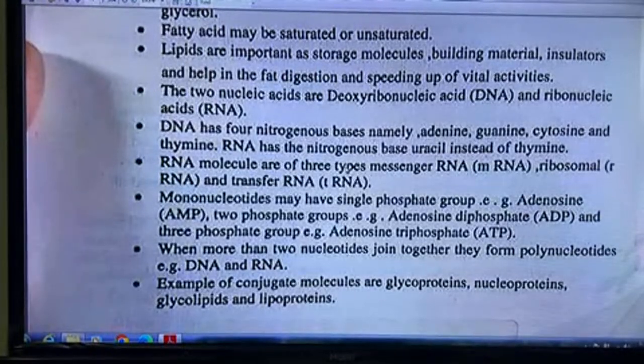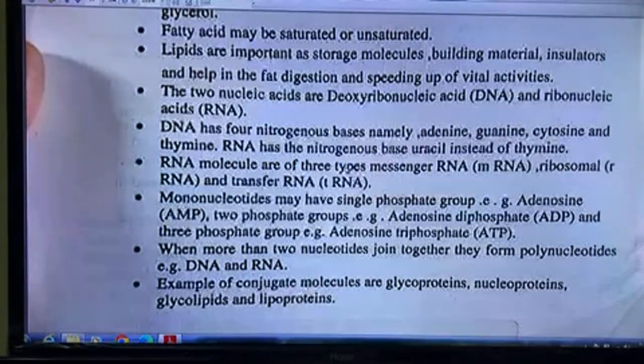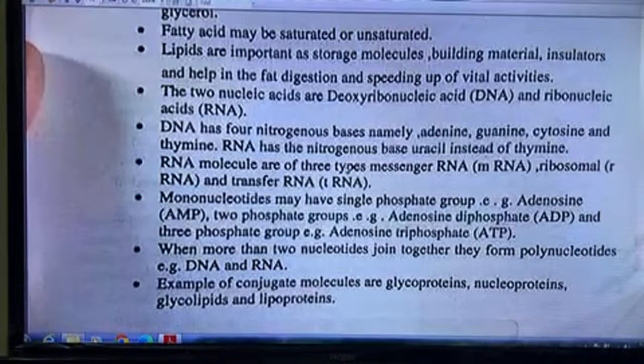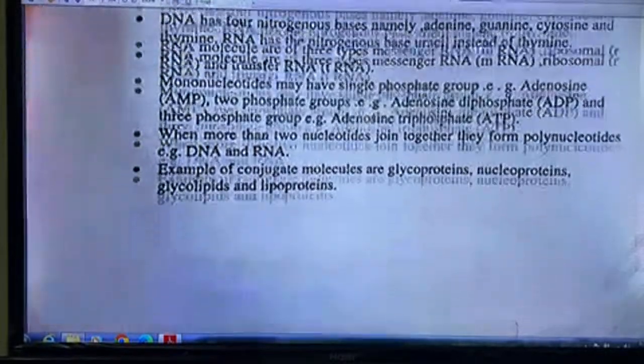Mononucleotides may have a single phosphate group, adenosine monophosphate; two phosphate groups, adenosine diphosphate; and three phosphate groups, adenosine triphosphate, ATP. When more than two nucleotides join together, they form polynucleotides, for example, DNA and RNA. Examples of conjugated molecules are glycoproteins, nucleoproteins, glycolipids, and lipoproteins.